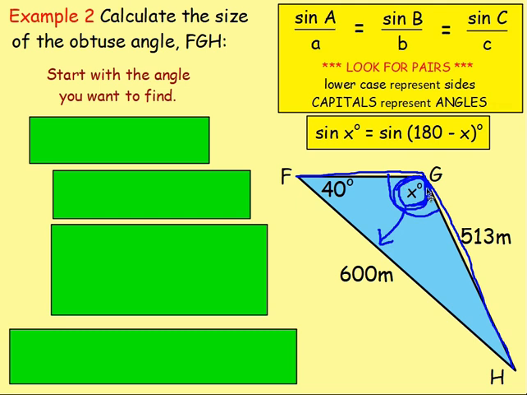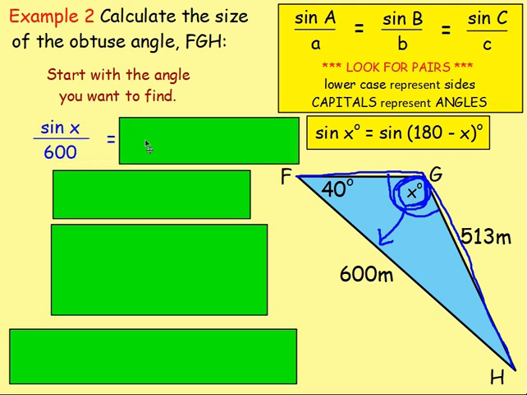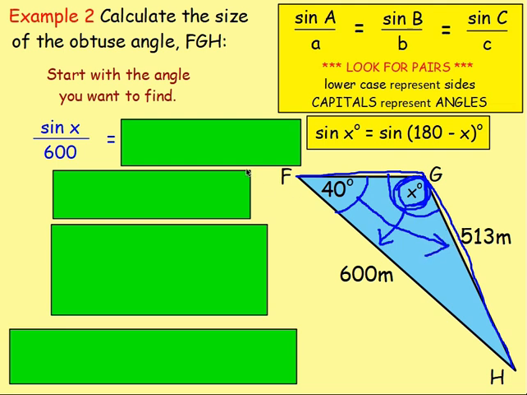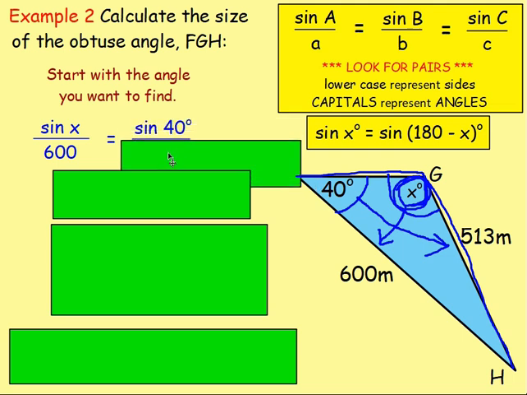Good, because this is an angle you're wanting to find, the angle's going to go on top. And the angle is always paired up with sine. It's always sine of the angle in the sine rule formula. So we've got sine of our angle x divided by 600, and that would be equal to, what is our other pair? Good, our other pair is 40 degrees. Remember, a pair is an angle and the side across from it, which is 513 meters. So we would have sine 40 divided by 513.